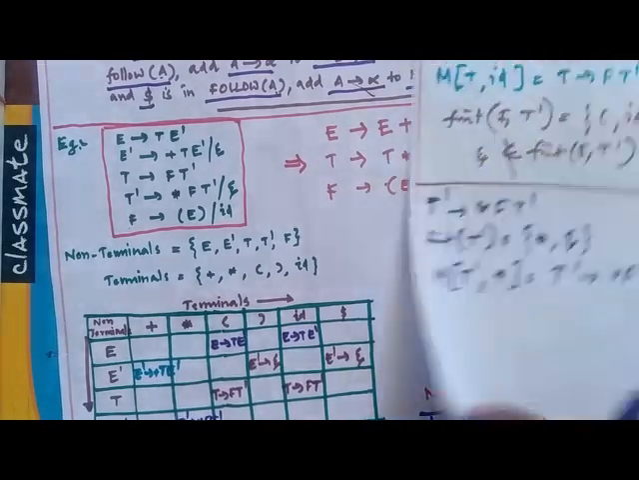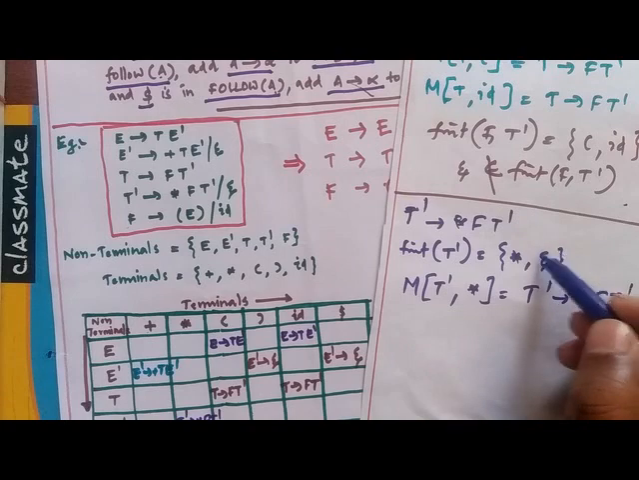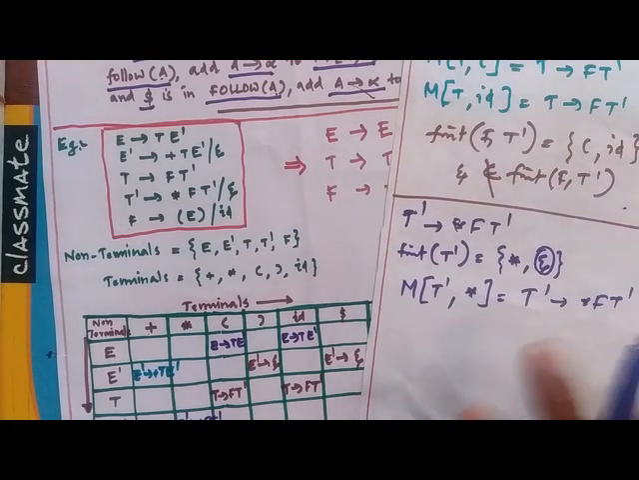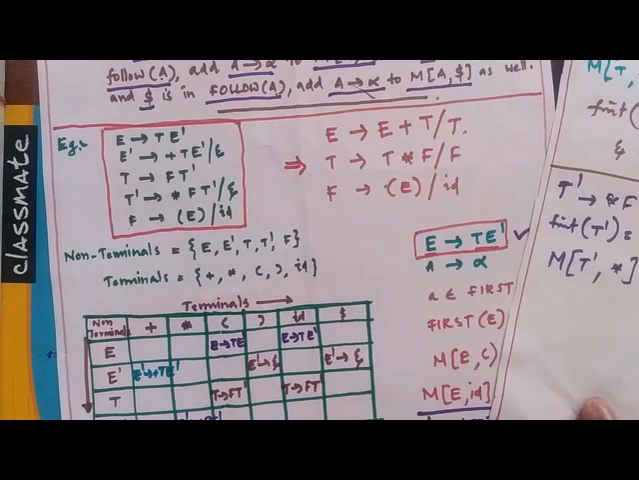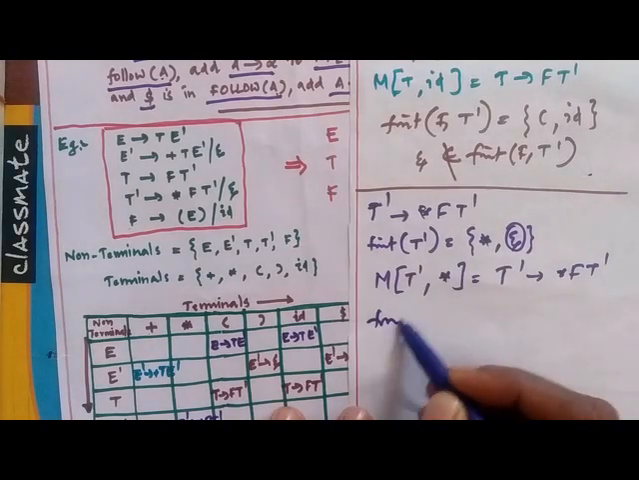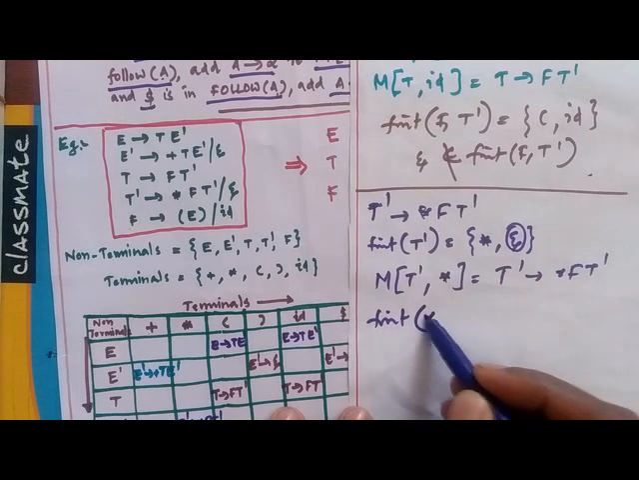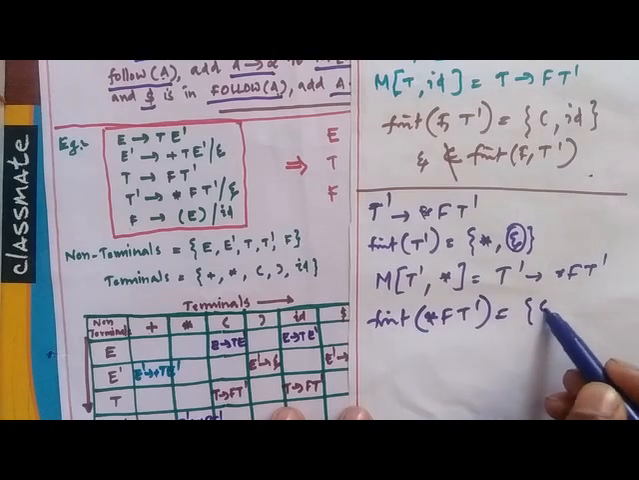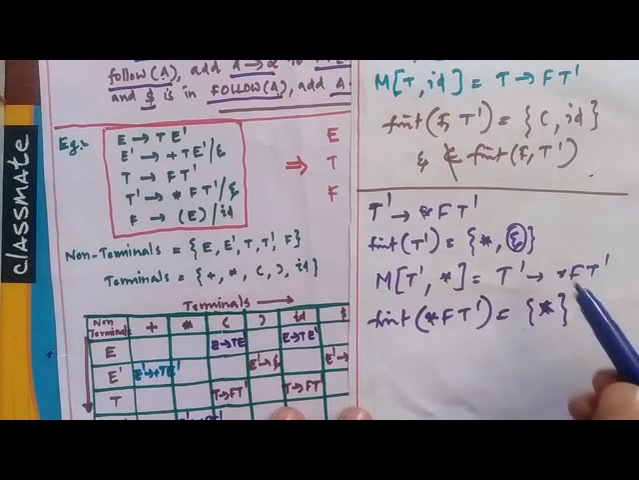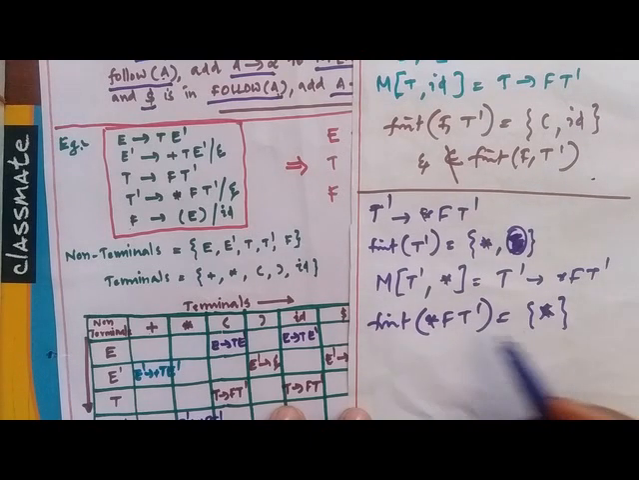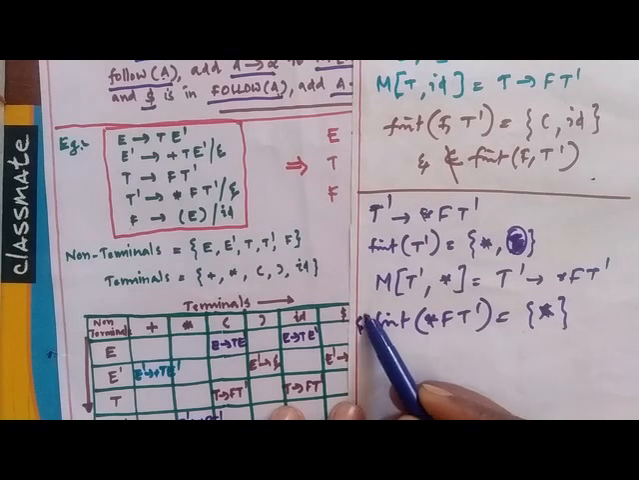There is no field corresponding to M of T, epsilon, so that's why we can't add there. But we need to compute whether epsilon is in first of star F T dash. This contains only star. Epsilon is not there, so we can't apply rule 2.